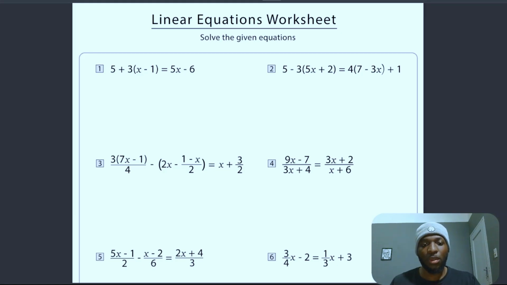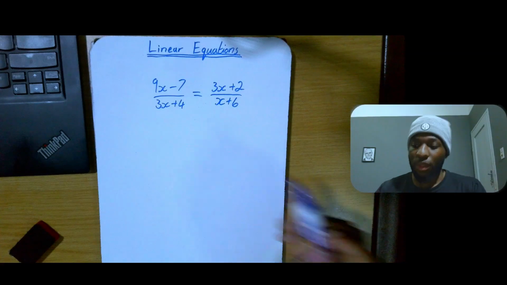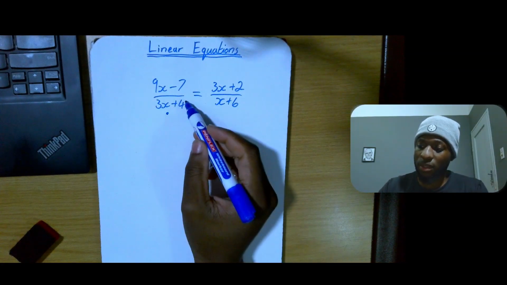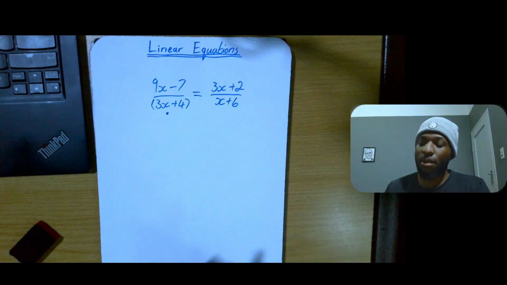In number 4 we have 9x minus 7 all over 3x plus 4, and this is all equal to 3x plus 2 divided by x plus 6. So we have two complicated fractions. This looks complicated and it scares a lot of people off, but no matter how it looks, just follow the direction. Now this is what we have, and we'll start by getting rid of this fraction here. So we'll multiply everything by 3x plus 4.